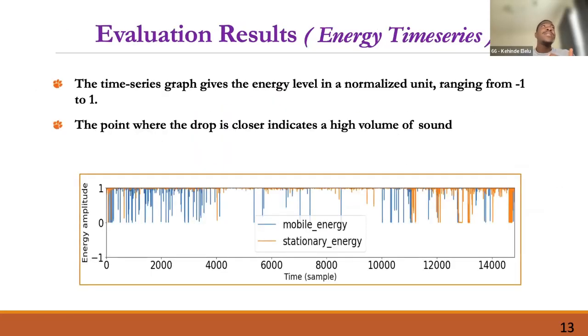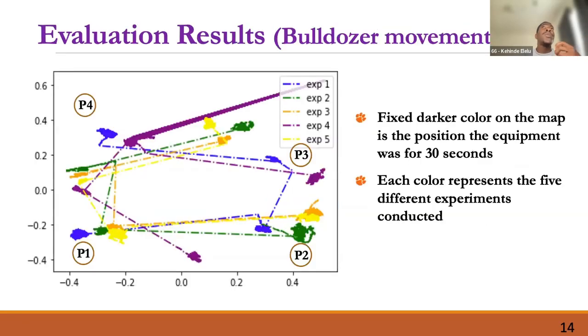This shows the loudness of the whole experiment. You can also generate the loudness of the sound with our framework. We also plot a bulldozer map showing the movement of the whole bulldozer sound in the controlled environment. We conducted this experiment 5 times to show how accurate our result is, and the darker positions are very similar and close to each other.